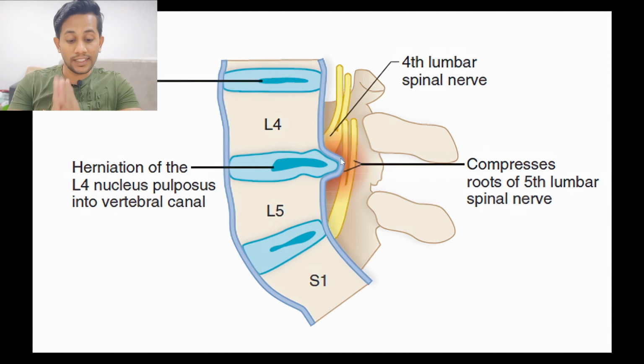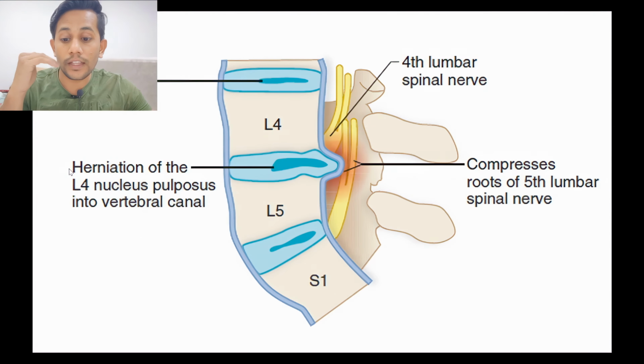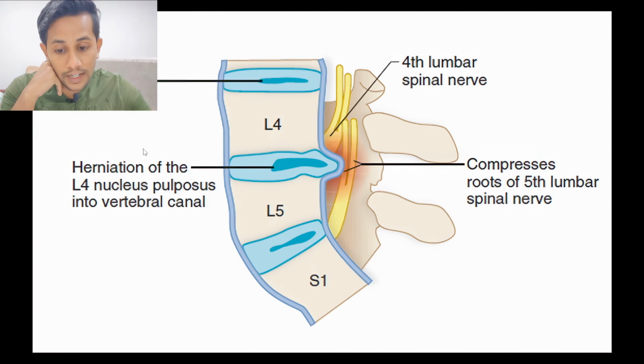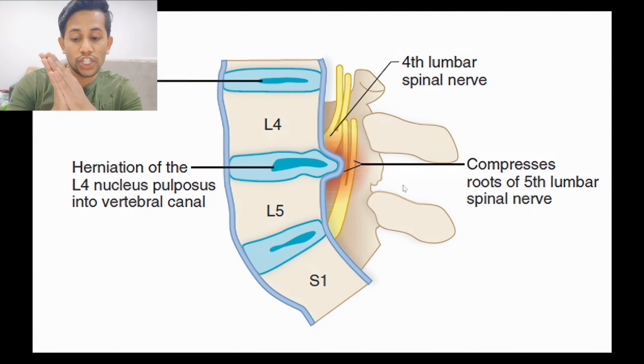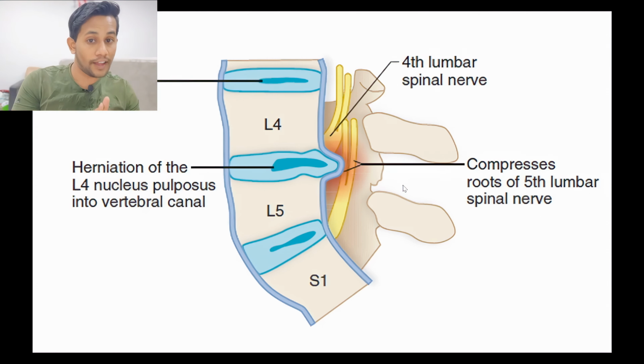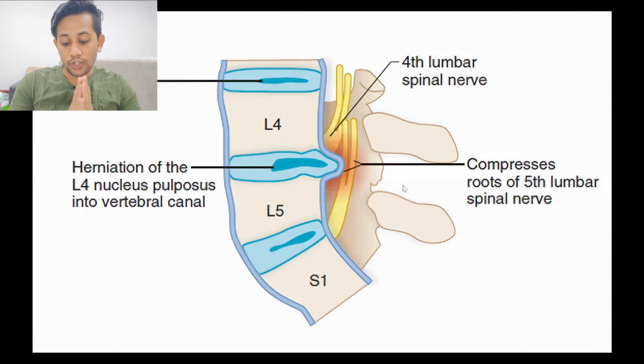Why? When a disc herniates, it will always herniate downwards. So when the disc is herniating, let's say in this image the L4 disc, it will not compress the L4 lumbar spinal nerve, but rather it will compress the fifth lumbar spinal nerve. So that is important. It could be used in a question: when you have a herniation of L4, it will compress the nerve below, which is L5. So that is an important rule you need to remember.